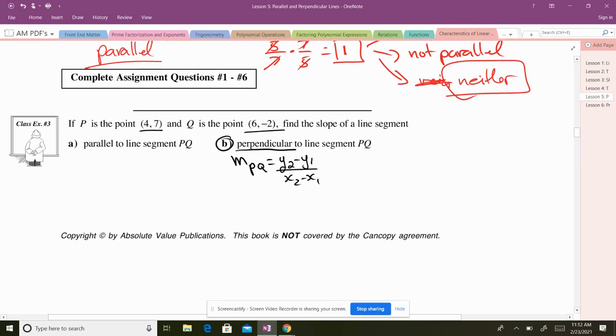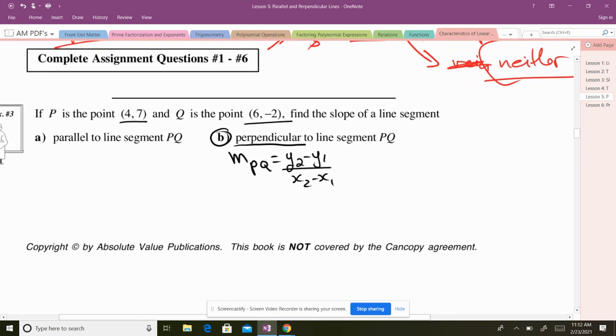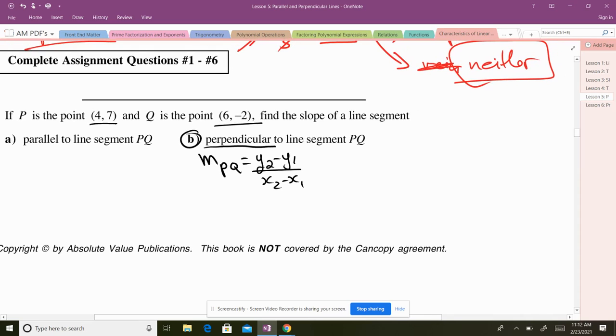Does it matter what you call set 2 and set 1? No. So I'll just call this set, I'll flip it up. Set 1, set 2. So y2 is 7 minus -2. x2 is 4 minus 6. 9 over -2, or -2 over 9, or negative 9/2. Like that. All right, so that's the slope of PQ.